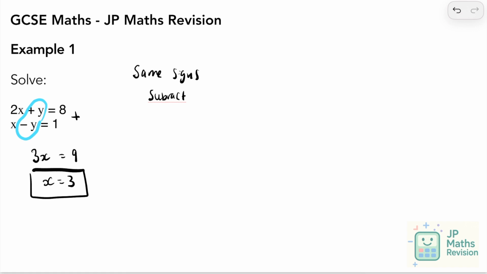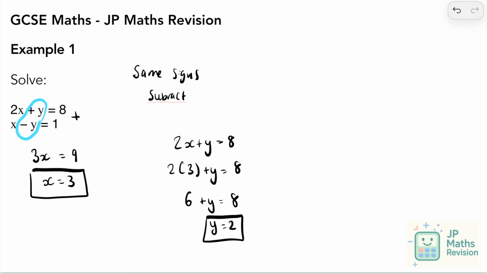Now to find out what y is, we substitute x equals 3 in either the top or the bottom equation. You pick one, so I'm going to go with the top one. The top one is 2x plus y equals 8, and I'm going to sub in x equals 3. So 2 times 3 plus y equals 8. 2 times 3 is 6, and 6 plus y equals 8. 6 plus 2 is 8, so that means that y is 2. Therefore, the two solutions to these equations are x equals 3 and y equals 2.